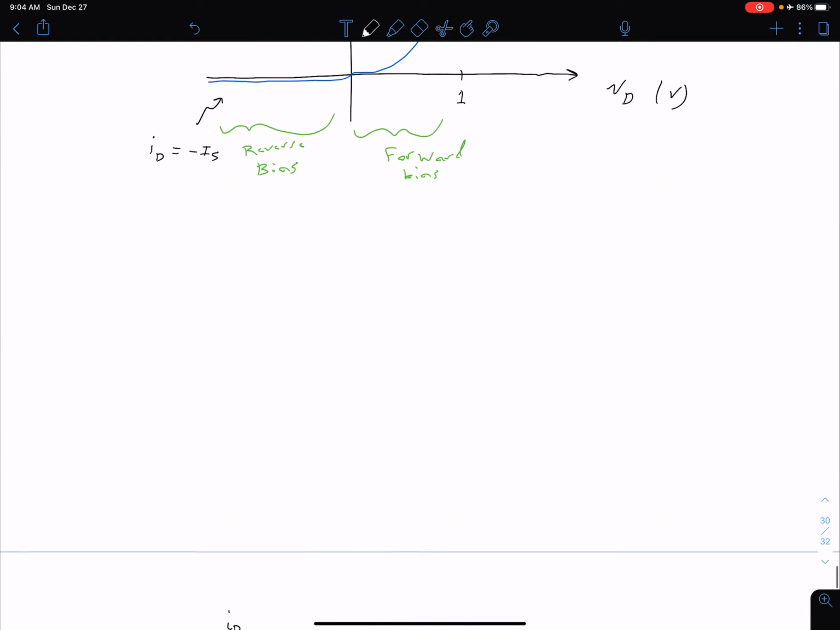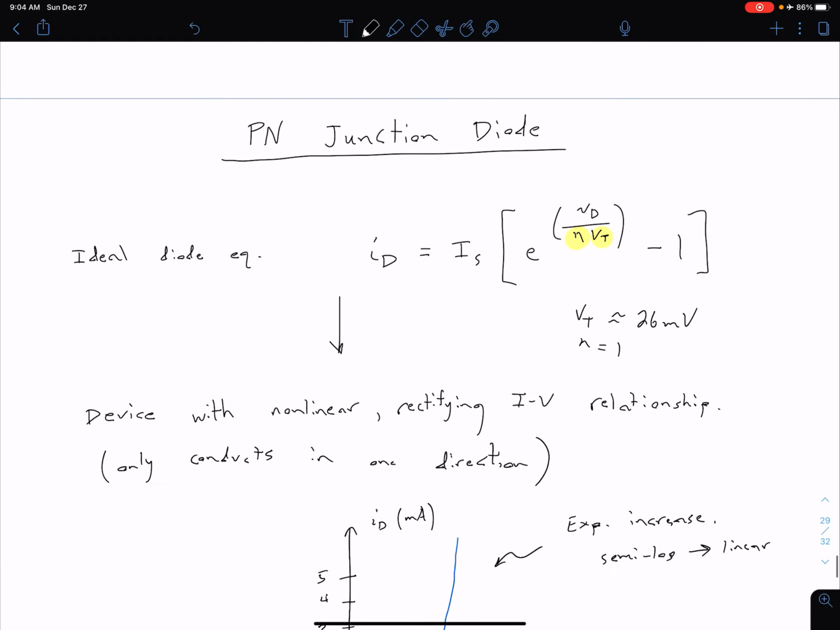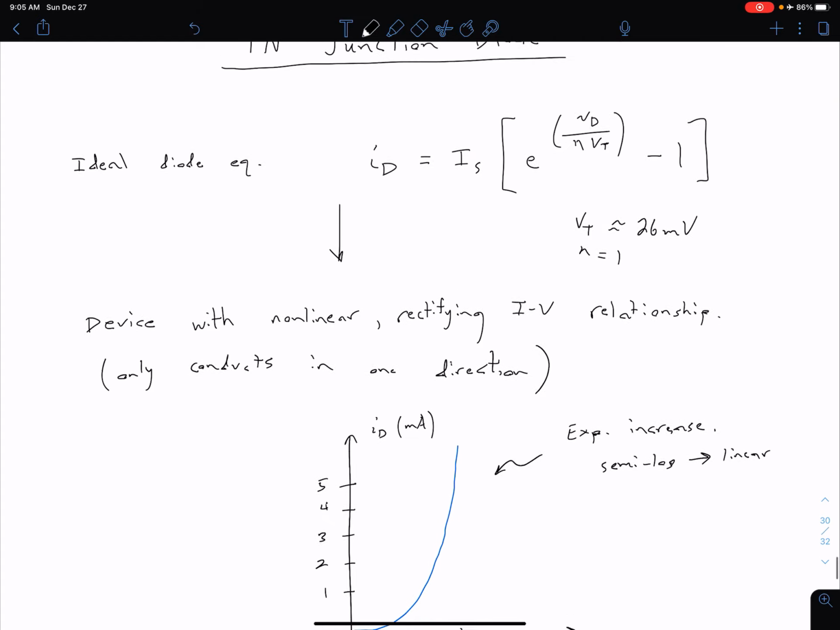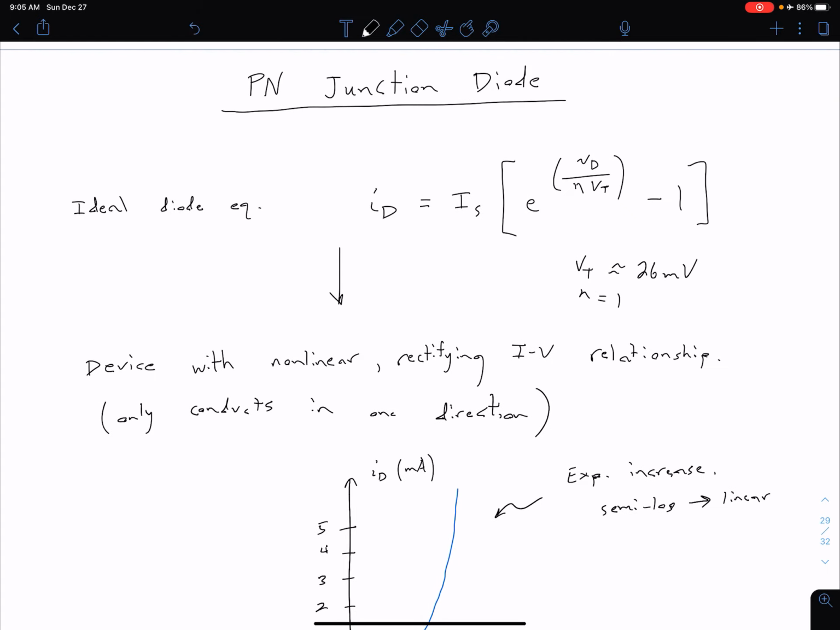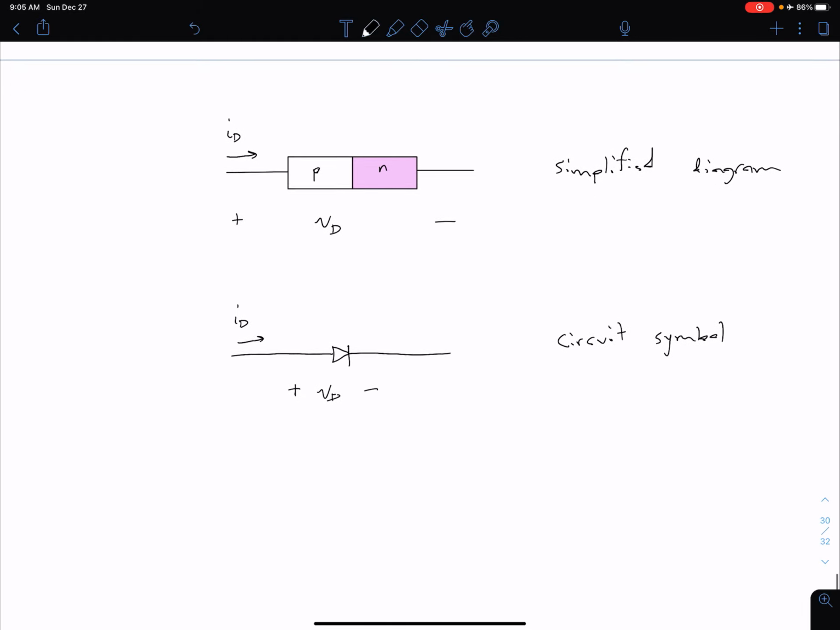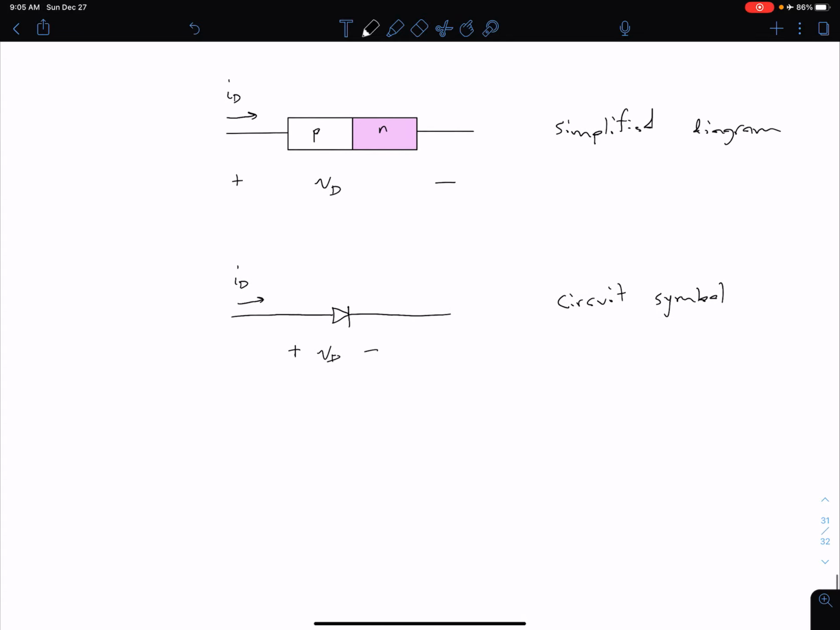One thing I forgot to mention in a previous video that I want to touch on at least a little bit is that if we're looking at this forward bias case, once we get into that exponential behavior, for V_D large enough, this -1 term becomes negligible. So as you're doing calculations, that can help you simplify a little bit. Okay, so there's our circuit symbol for our p-n junction diode.